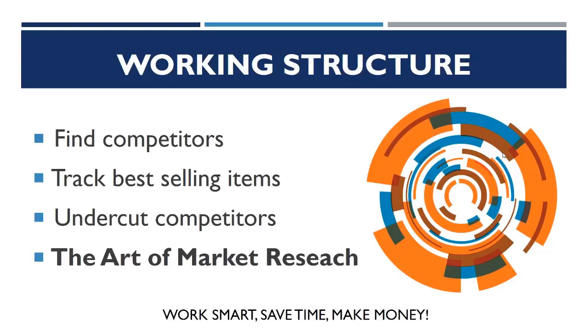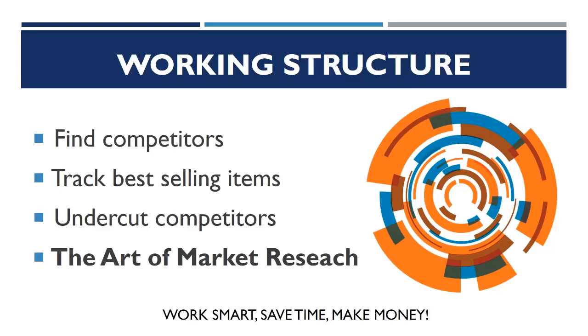After we find very good competitors, we go for the next step, and the next step is to track the best-selling items of these competitors. Makes sense, right? You just go inside the competitors, run a search on Zik, and then you get the results of the best-selling items, and you start to check if the best-selling items, you can get them cheaper on Amazon. And this is the third part. The third part is to undercut your competitors, okay?